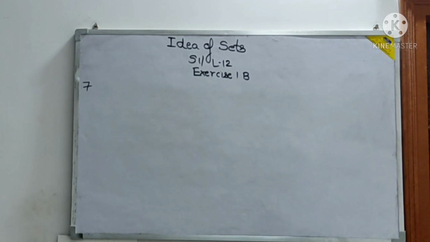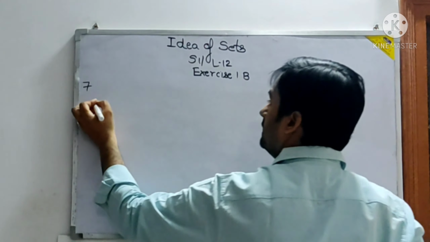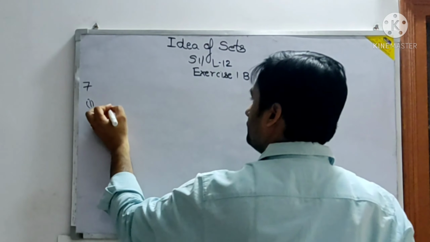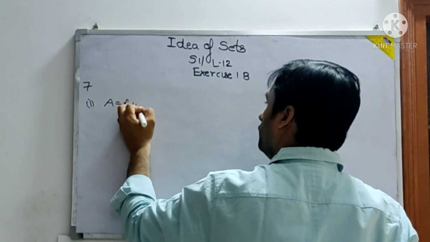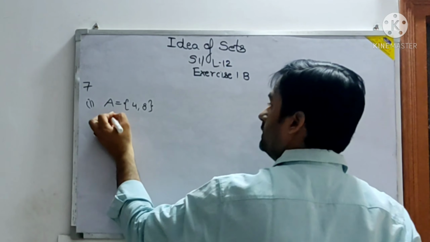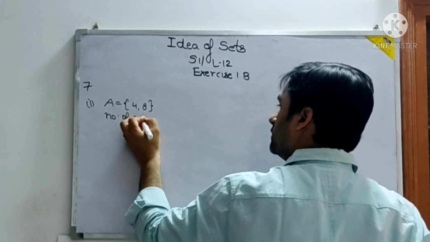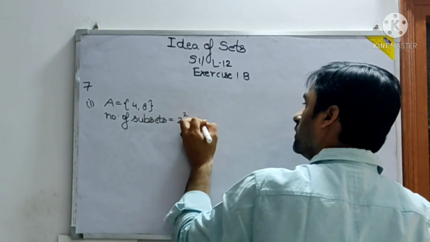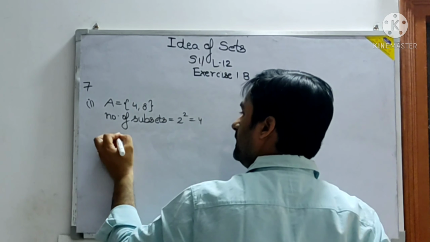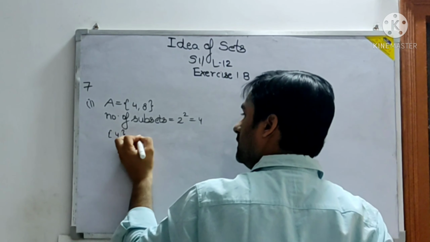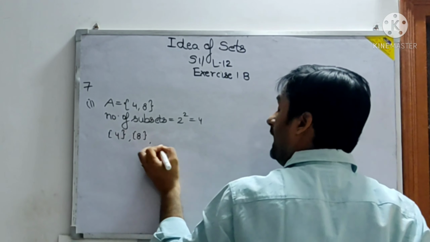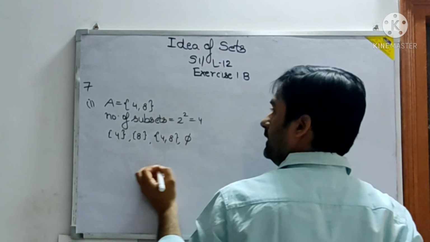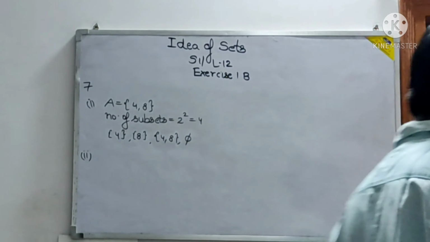Now see, then next question is question number 7. Question number 7 says find the subsets. I have told you how to find the subsets. 2 to the power n. So only 2 elements are there. A is equal to 4, 8. So how many subsets? Number of subsets equal to 2 to the power 2. That means 4 subsets. What will be there? So first will be 4. Second will be 8. Every set is a subset of itself. So 4 also, 8 also.